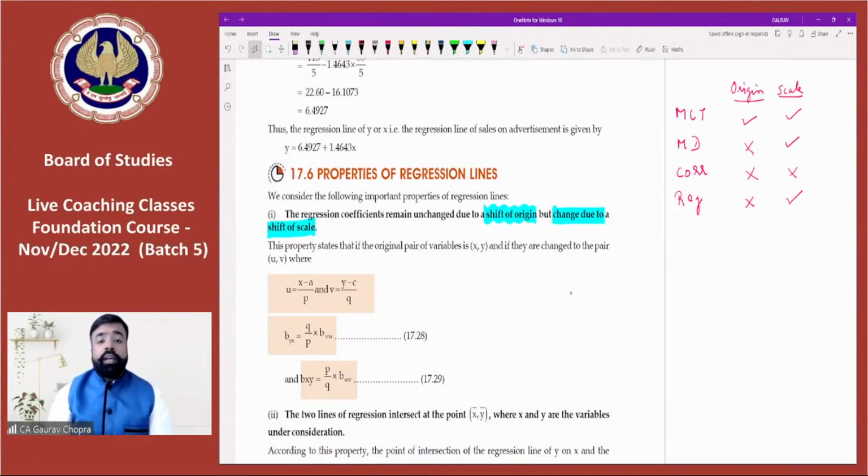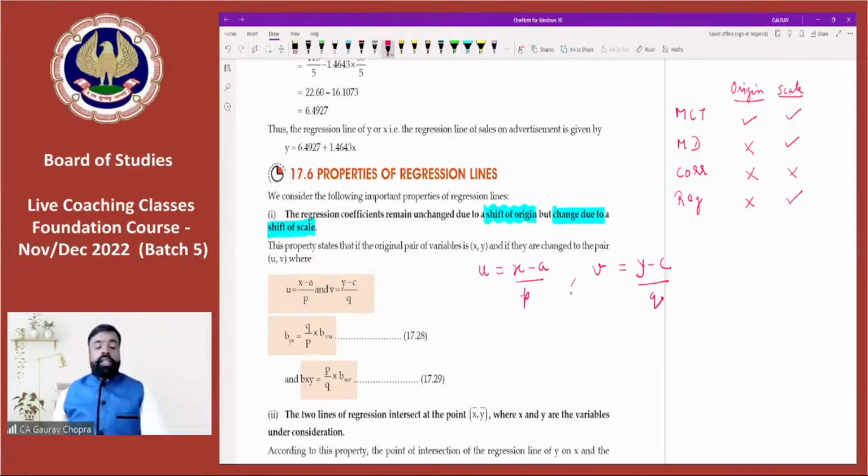Then how to calculate bxy or byx when buv or bvu is given. The first step is to convert the equation into this format: u is equal to x minus a upon p, and then the second equation v is equal to y minus c upon q. So the first step is always to convert the equation in this format, and then we can find byx.